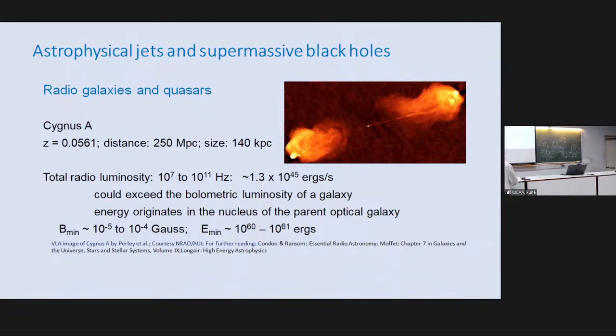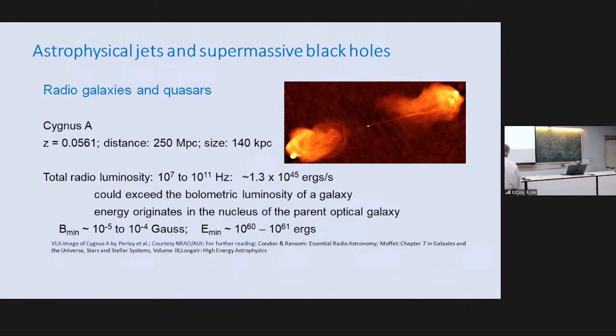And when you do the sum, the numbers that you get are about 10 to the power 60 to 61 ergs. So for this famous source which we saw earlier, if I integrate from 10 to the power 7 to 10 to the power 11 hertz first, this is the ballpark number: about 10 to the power 45 ergs per second. You remember one of you mentioned about 10 to the power 33 ergs per second for the Sun. This is about 12 orders of magnitude larger than the solar luminosity.